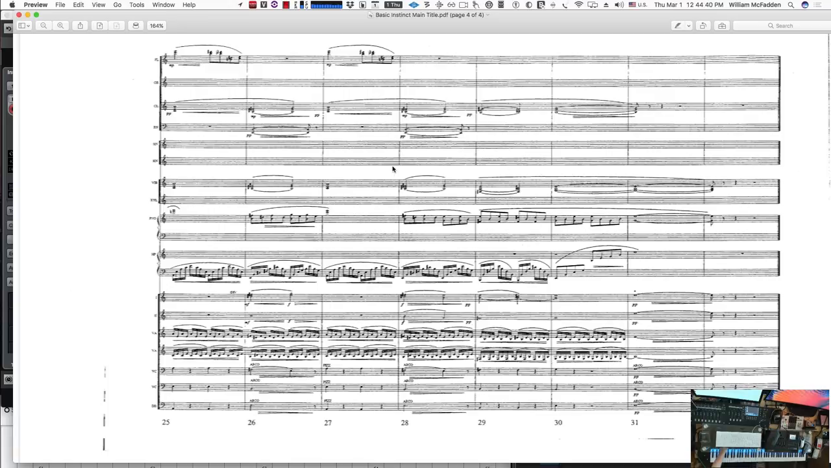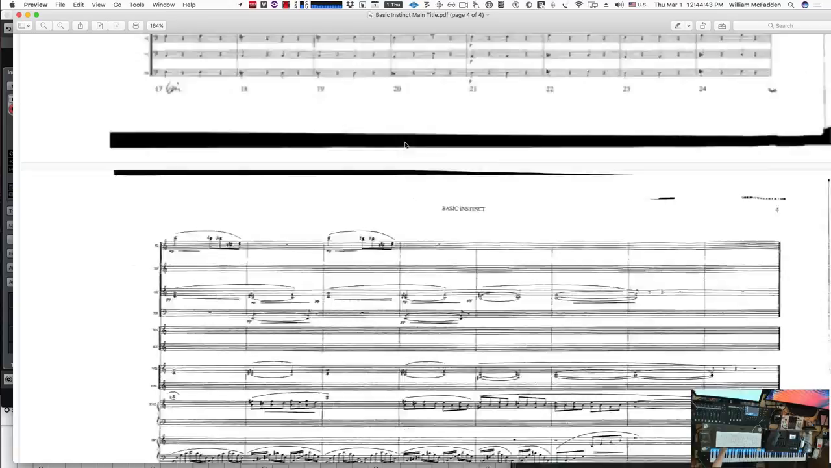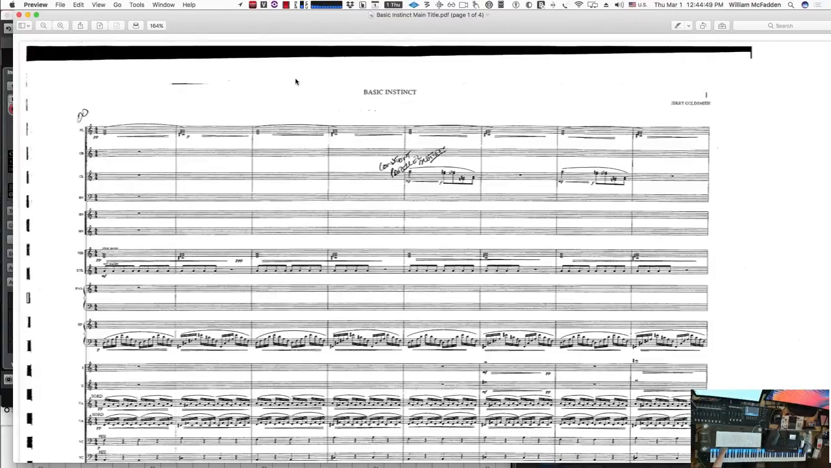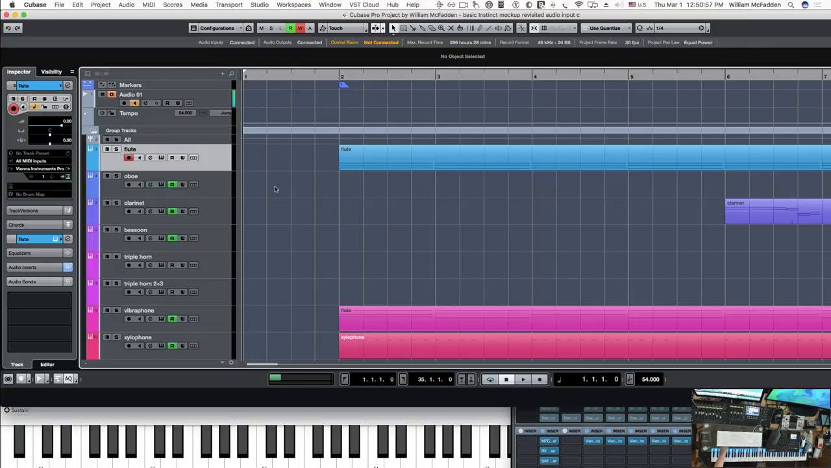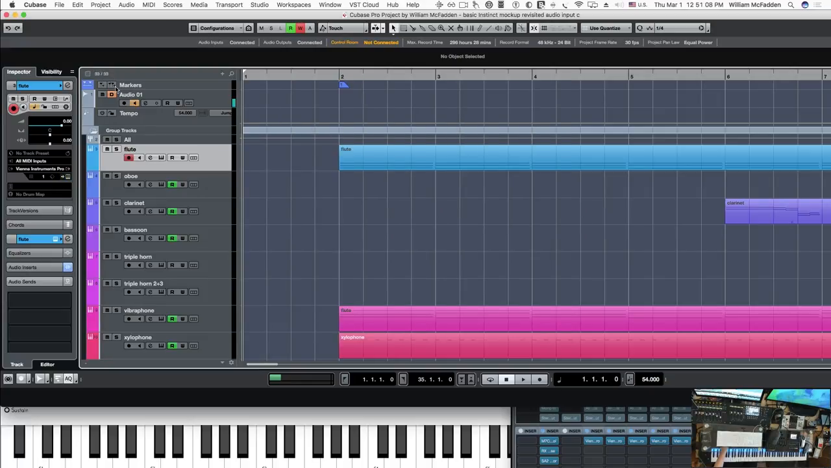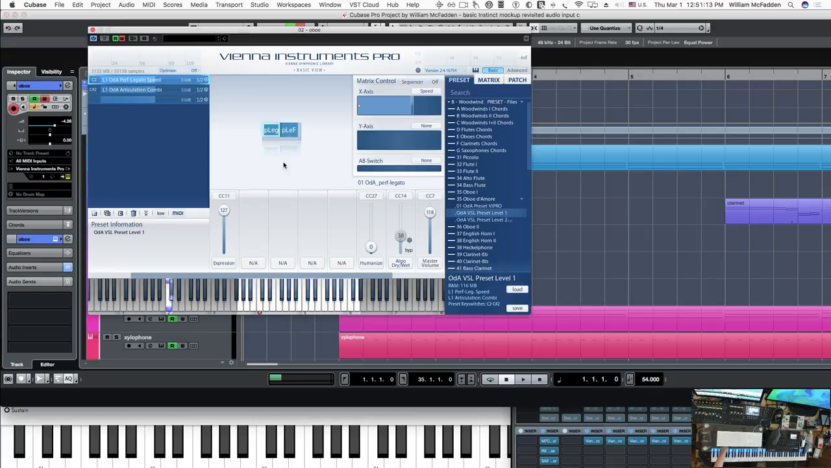And there you have it, the Basic Instinct main title by Jerry Goldsmith. So the instruments we used for the flute was the VSL, flute one, preset level one, legato, performance legato. And the oboe was VSL as well. Actually, it was the oboe d'amore.